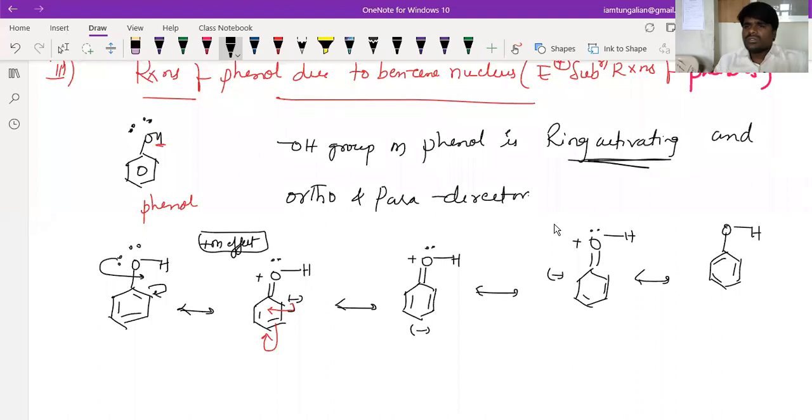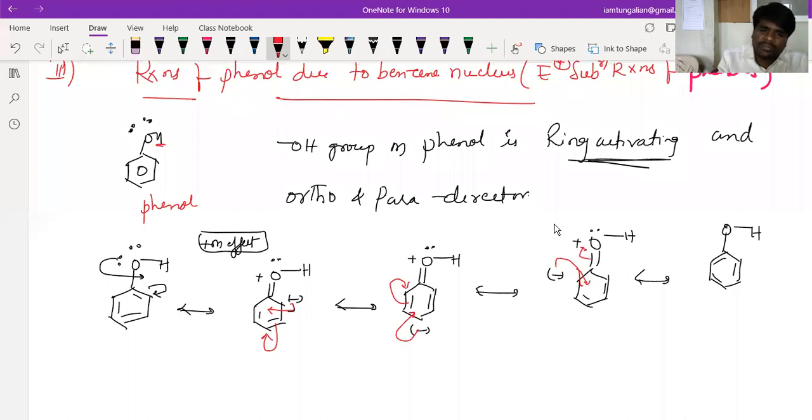What is meant by ring activating? This hydroxyl group increases the electron density on the benzene ring. So any group which increases electron density in the benzene ring is said to be a ring activating group. And at what particular position is this electron density being increased? Negative charge is nothing but density of electrons.